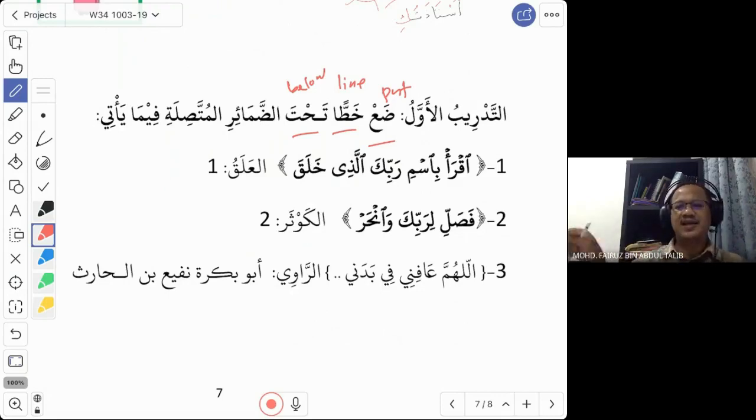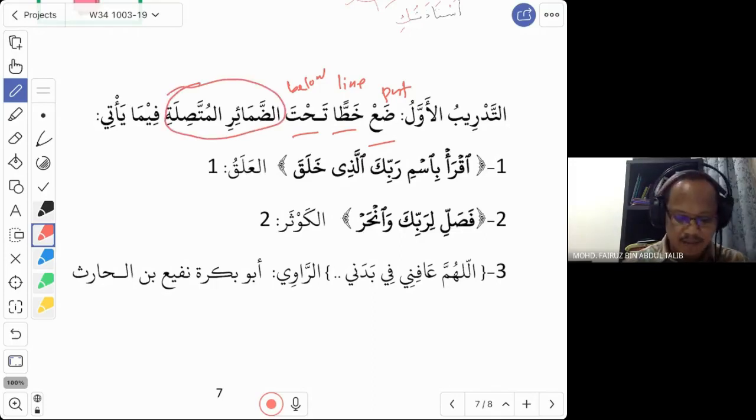It means underline. So in Arabic, we do not have one word to say underline. We combine these three words, da' khattan, because when you say underline, how many lines do you want to put? Is it one line or two lines? So here, khattan, only one line. And where is that? Under, below, tahta. Tahta ad-dhamair. Okay, so here we want to underline the dhamair muttasila. Let us look at the examples.